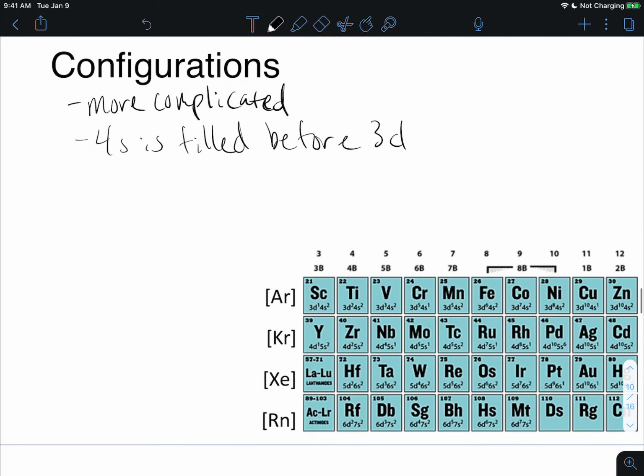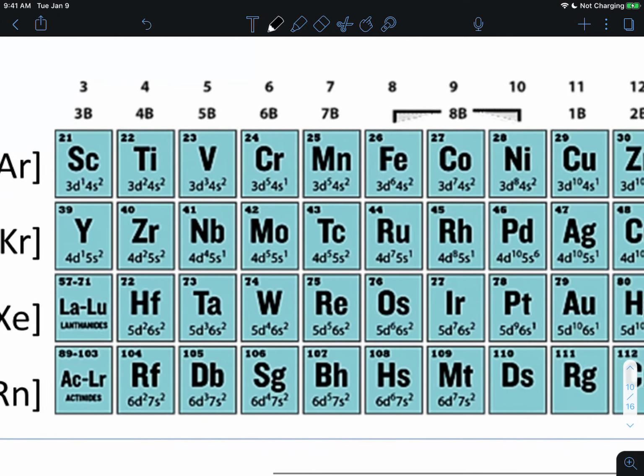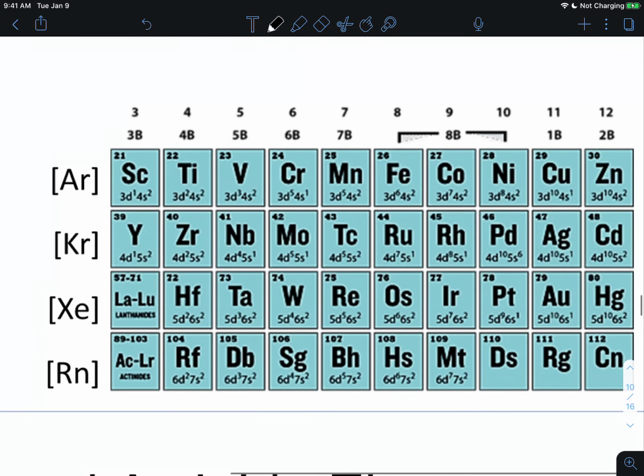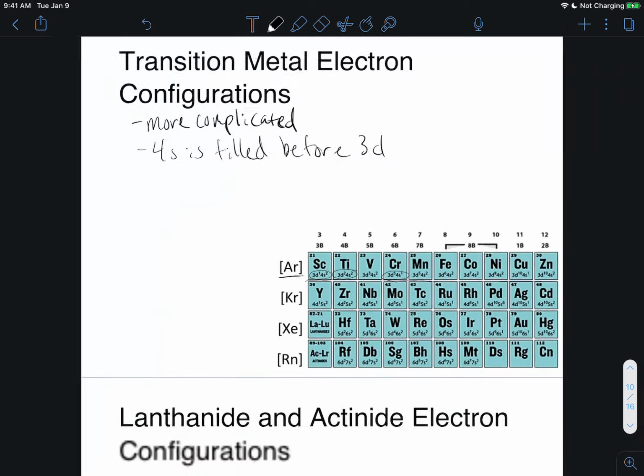Here are a couple of examples of condensed electron configurations for our transition metals. And as you see, you use your noble gas symbol, and then you put in your valence electrons beyond that. Okay. There are some anomalies in here, but we'll talk about that in just a little bit.